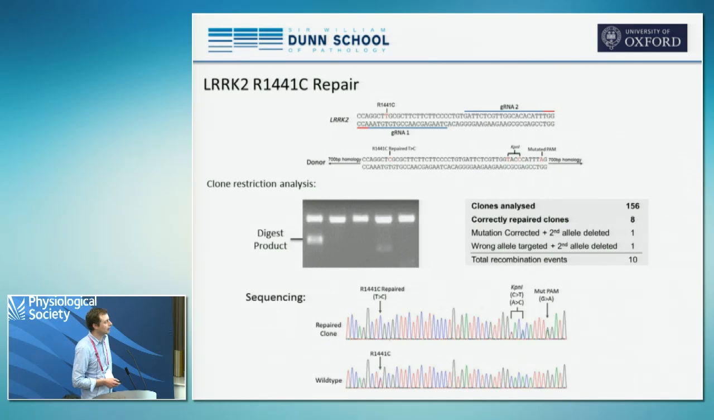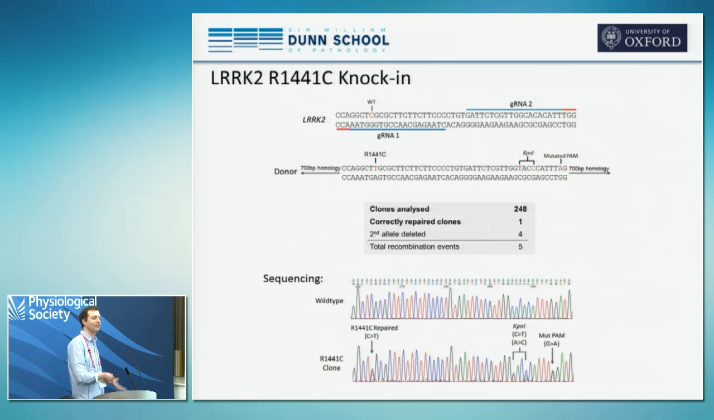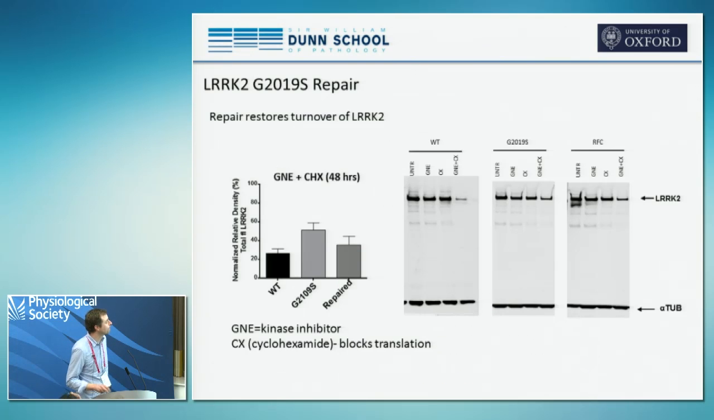And we do see mutation corrected with second allele deleted for 1, and this is probably because of some slight off-target effects. And for the other, the wrong allele has been targeted, second allele has been deleted. Conversely, if you try to knock in R144C, it goes back to the same problem as before. In this case, our guide RNAs are able to target either allele, which are both wild type, and of 248 clones analyzed, you get 5 recombination events, and only 1 is a correctly repaired clone.